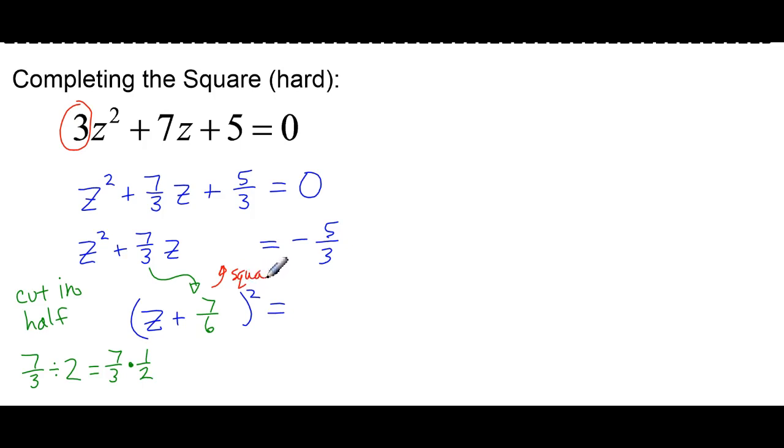And yeah, that goes really ugly. 7 squared is 49. 6 squared is 36. So you get 49 over 36. Oh man, what a messy fraction, huh?